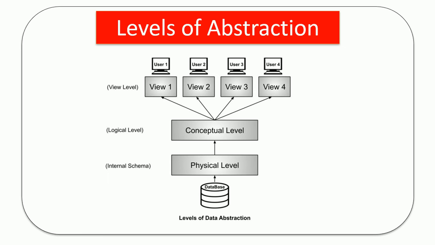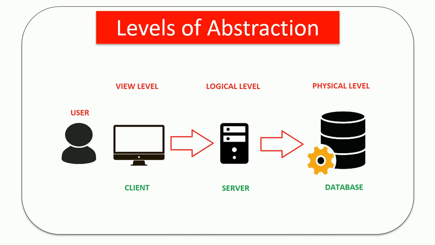So data is abstracted in three different levels in a database management system. One is the lowest level, that is the physical level, that exists in the database server. The second one is the conceptual level. This exists between the database and the end user in a place called server. And the topmost level is the view level, that is the place where the user gets his output.